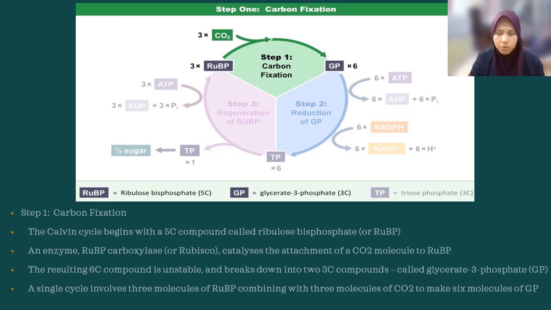Rubisco is an enzyme, so you know that the function of an enzyme is as a catalyst. Rubisco catalyzes the reaction between the CO2 and the RuBP. Each turn of the cycle involves only one RuBP and one carbon dioxide, and it will form or produce two molecules of GP. This process is called carbon fixation because the CO2 is fixed from an inorganic form into organic molecules.